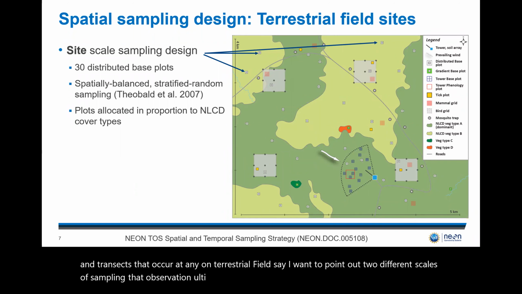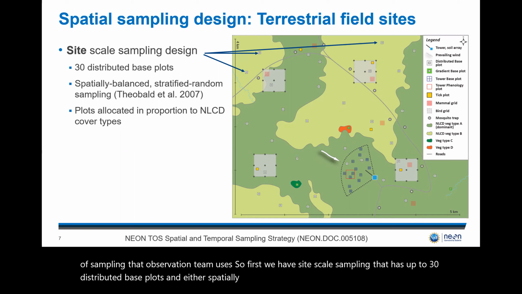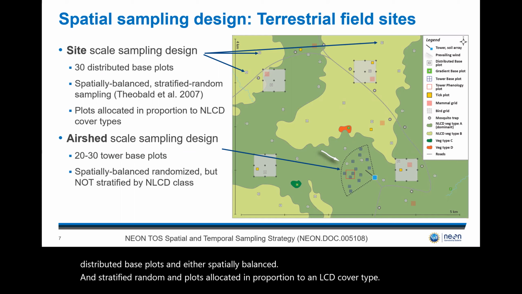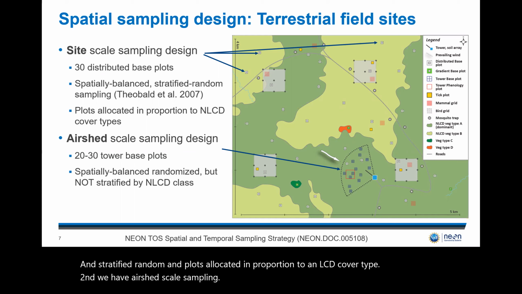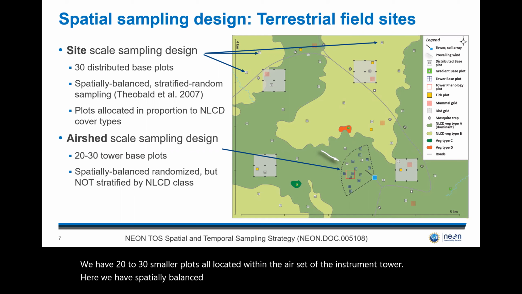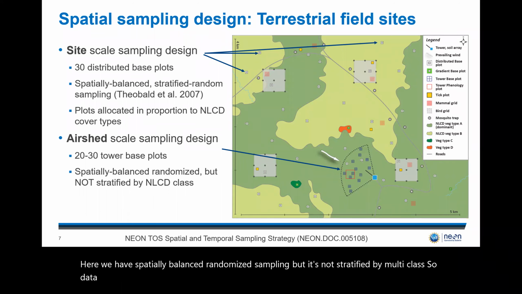So first we have site scale sampling that has up to 30 distributed base plots, and these are spatially balanced and stratified random. And plots are allocated in proportion to NLCD cover type. Second, we have airshed scale sampling, where we have 20 to 30 smaller plots all located within the airshed of the instrument tower. Here we have spatially balanced randomized sampling, but it's not stratified by NLCD class. And so data coming from these plots is meant to be linked to data coming off the instrument tower.